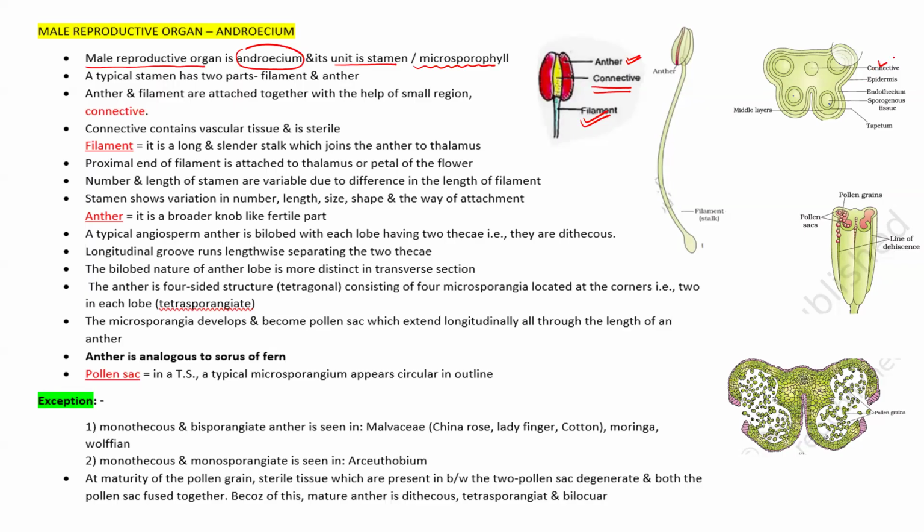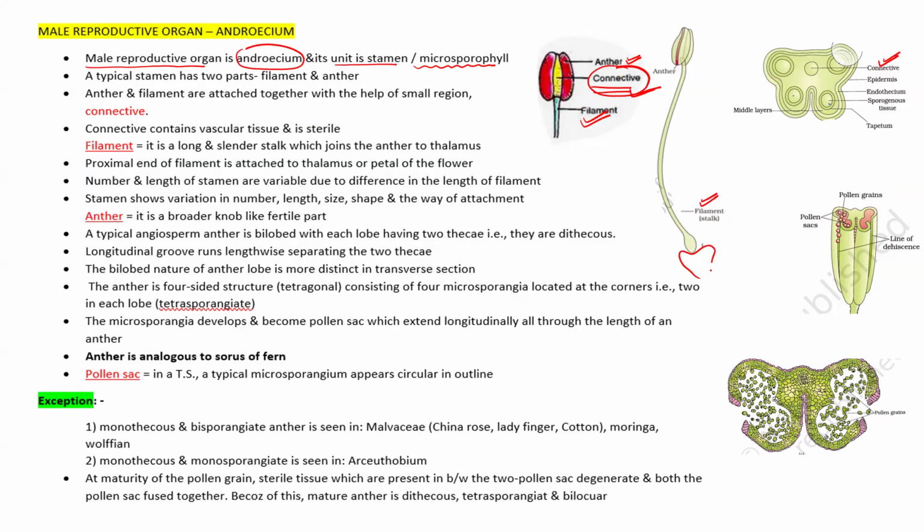In our NCERT, this is the diagram of the connective. You should know it is present between the filament and the anther lobe, and sometimes between the two anther lobes, also extending up to there. It is a sterile tissue. Clear? Now the filament is actually a long stalk, joining the anther lobes to the thalamus.